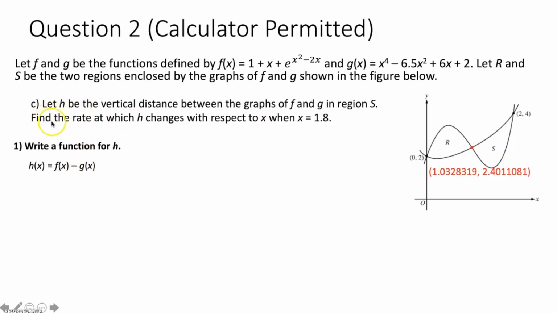Now, this wants us to find the rate at which h changes with respect to x, meaning it wants us to find the derivative of h with respect to x, or h prime of x. So if I were to take the derivative of this right here, the derivative of h of x is h prime of x.